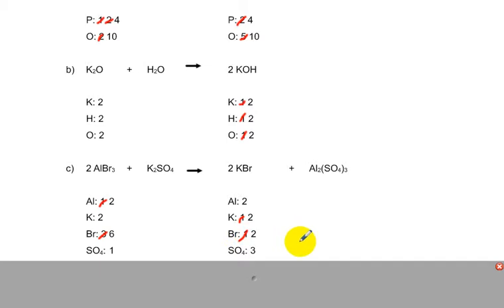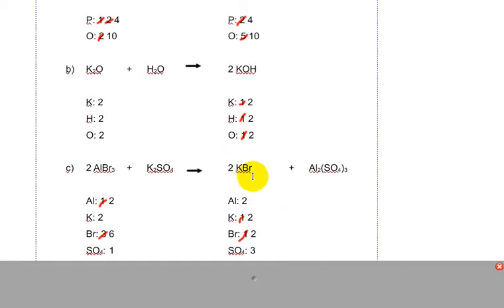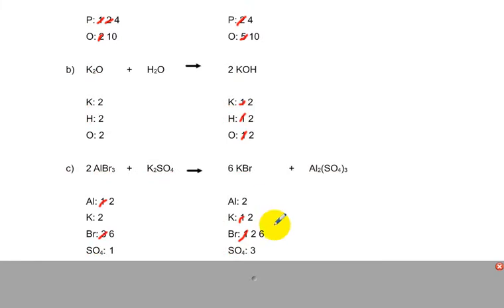And that, of course, is going to be a problem because I have 6 bromides on this side, and I need to have 6 bromides on that side. So that's all right. We're going to have to change this to a 6, which will change this to a 6 down here for bromide. And, of course, that's going to make 6 K's. So go back, change that to a 6.